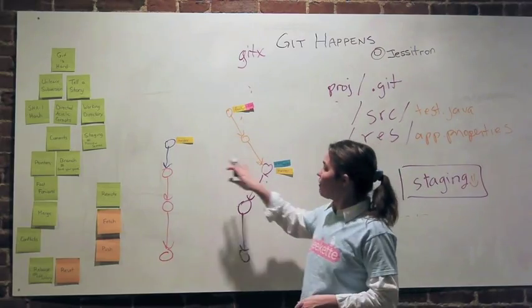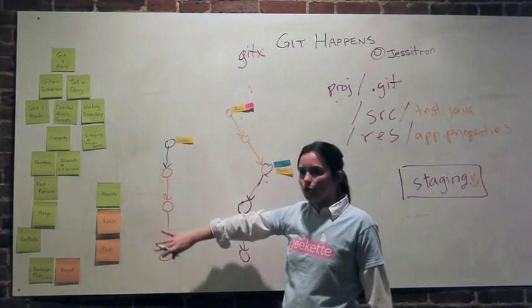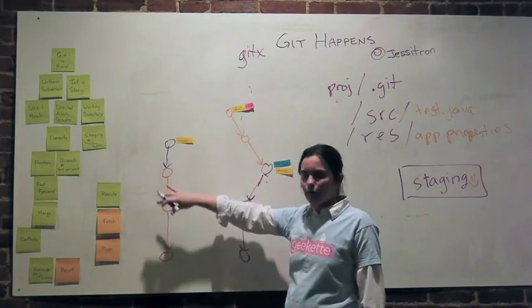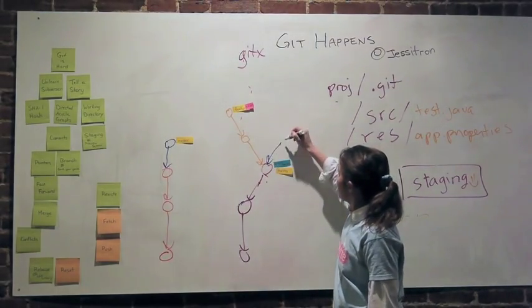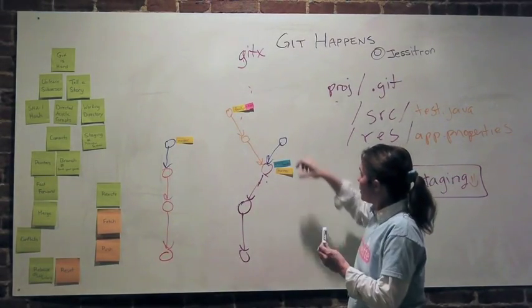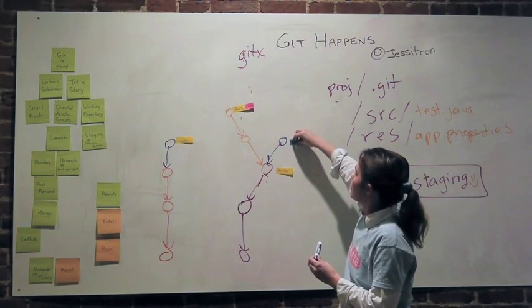So when we do a fetch, we get all the new data from origin, everything that's new over here that we don't have. This commit comes over here, and we say, oh, look, here's origin master.